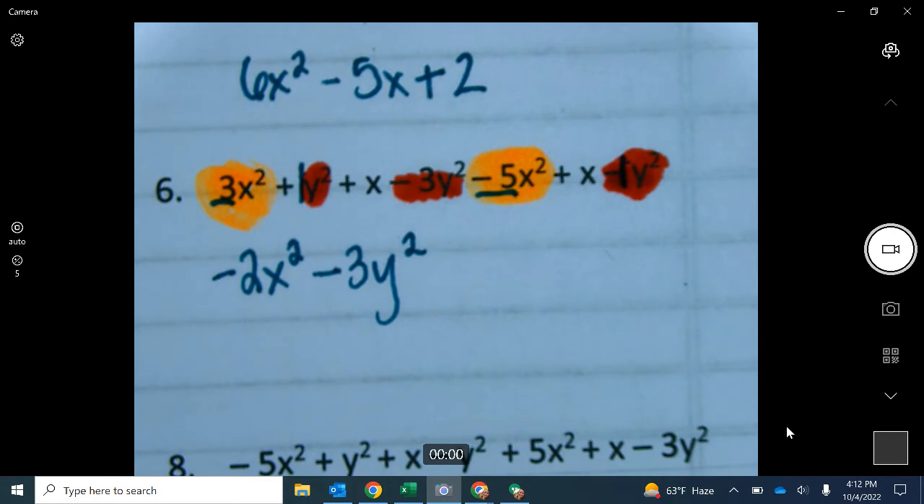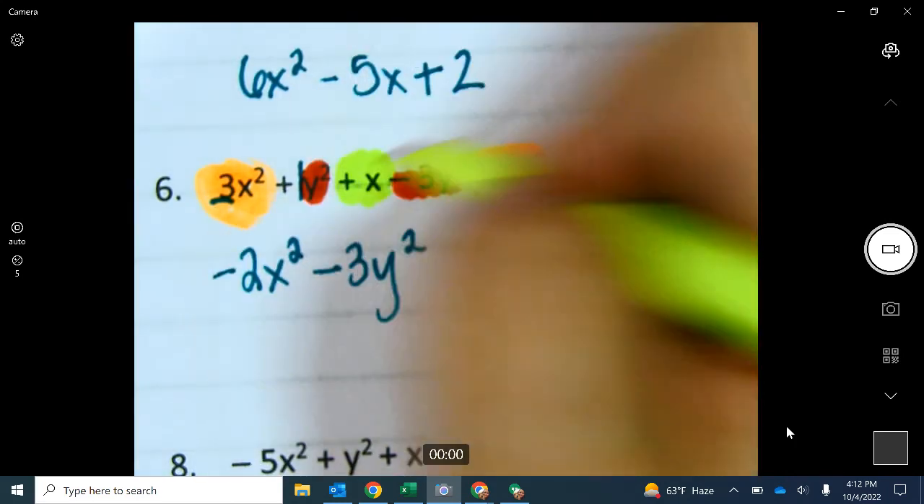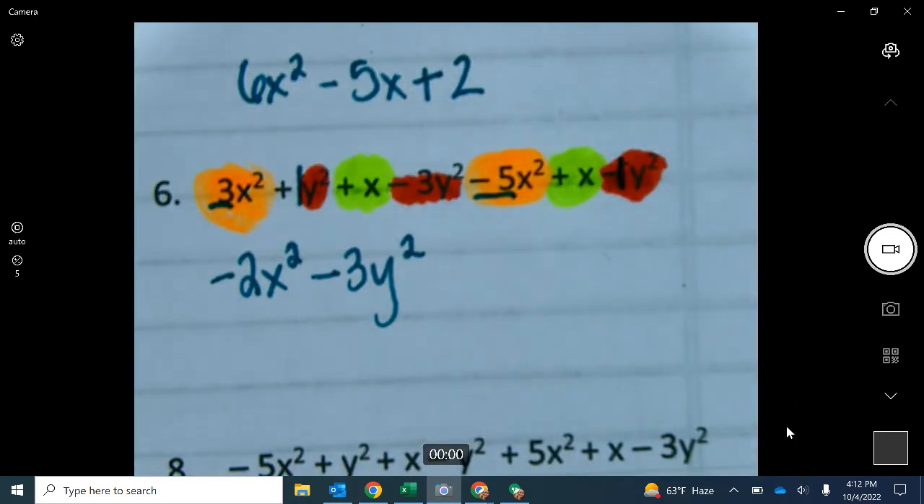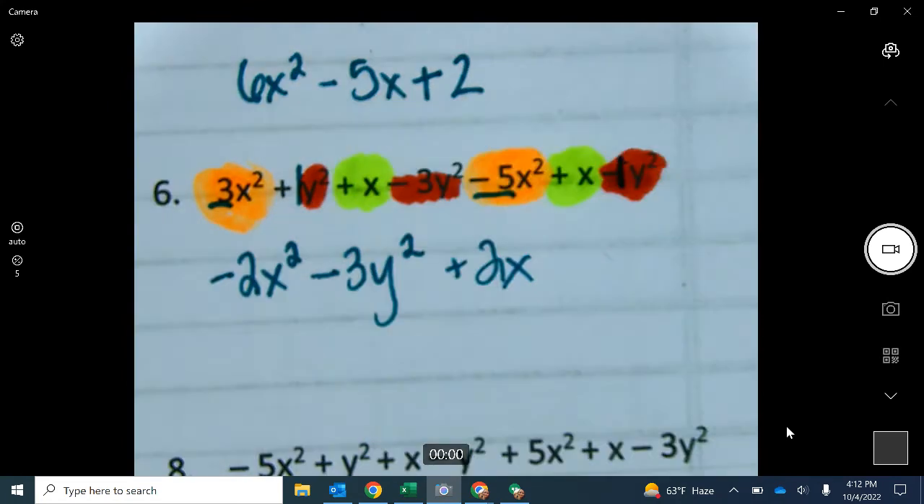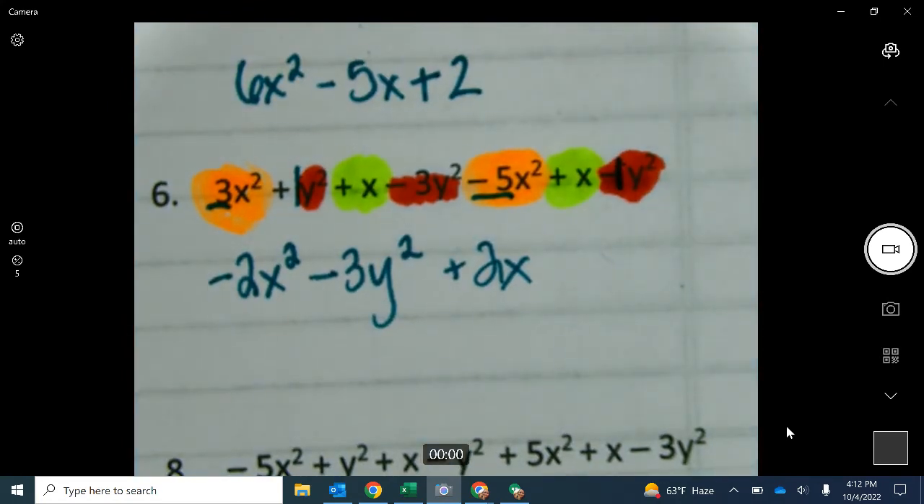All right, now, last but not least, we need to look at our x's. Okay, I've got a plus x and another plus x, which means that all together I have 2 x's. It's a weird 2, but I promise that's a 2.